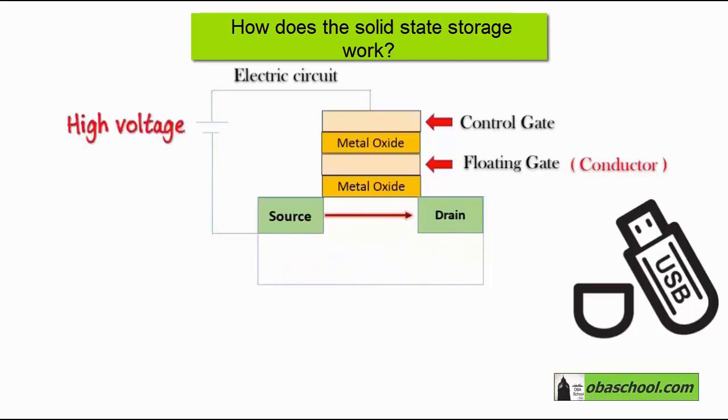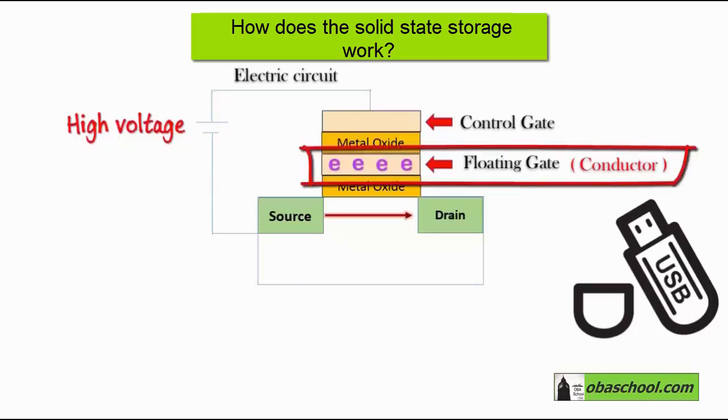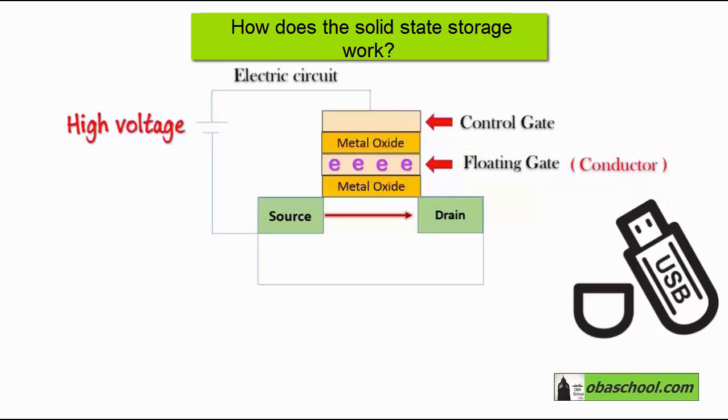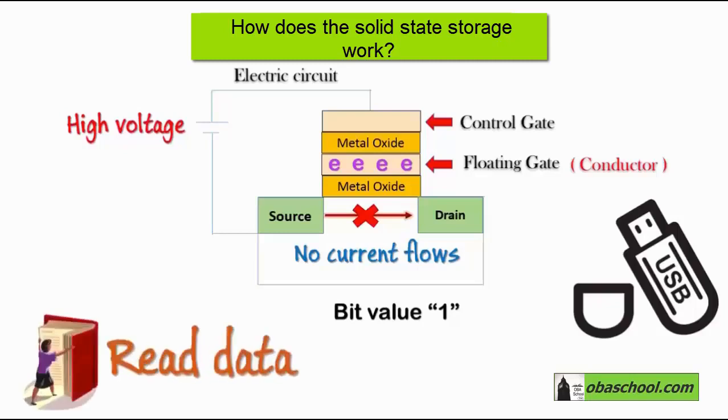Now let's see what will happen if we give it a high voltage. Then the electrons will be in the floating gate. So the electrons will be here, and we will not have the current flows that are below, so there will be no connection between the source and the drain. And the bit value here will be 1. When this is happening, the USB is reading the data.